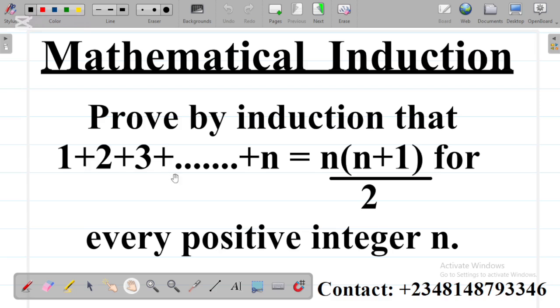Alright, let's solve this question so you would understand better. It says, prove by induction that 1 plus 2 plus 3 plus ... plus n is equal to n multiplied by n plus 1 all divided by 2 for every positive integer n.